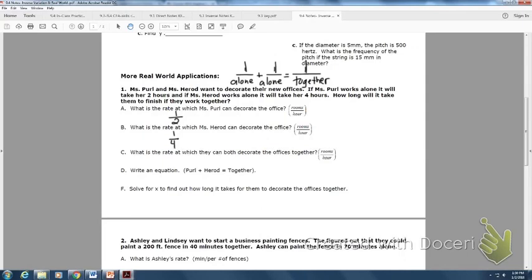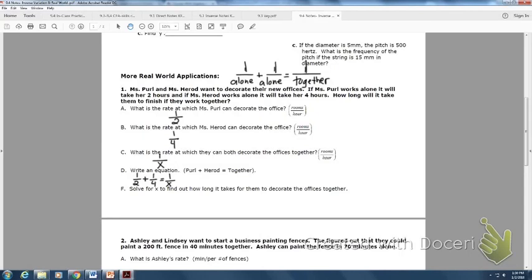And then on C, it says what is the rate at which they can both decorate the office together. If they do that same job, we don't know how long it's going to take. It doesn't tell us. D asks us to write the equation out. This is where we're getting into the formula that I gave you up above. So 1 over 2 plus 1 over 4 equals 1 over x. 1 over alone plus 1 over alone equals 1 over together.